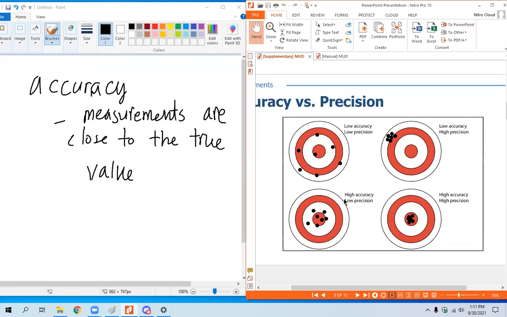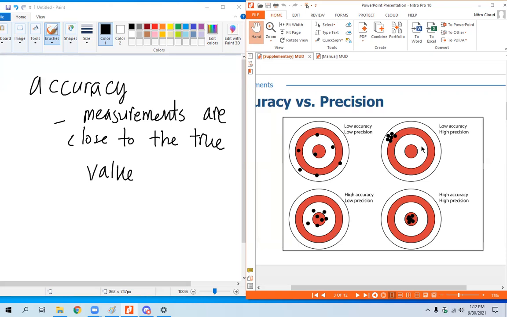But for a case where there is high accuracy but low precision, notice here that your measurements, which are represented by your black dots, are all close to your bullseye. So basically, in this case example, the true value or theoretical value or correct value, whatever you want to call it, close lahat ng measurements ninyo to that, even though magkakalayo sila from each other.